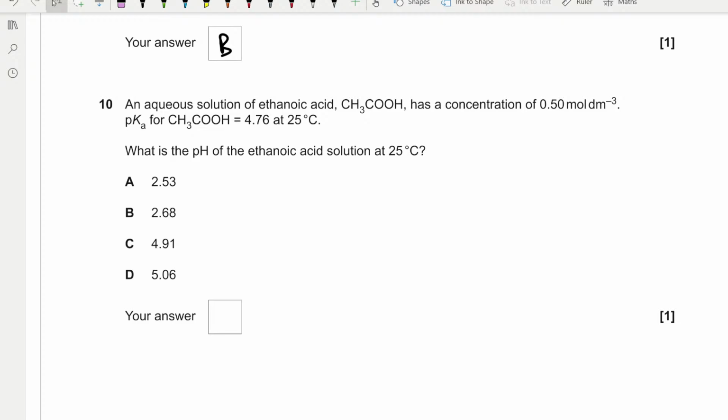Question 10. An aqueous solution of ethanoic acid, CH3COOH, has a concentration of 0.5 mole per dm cubed. pKa for CH3COOH is 4.76 at 25 degrees C. What is the pH of the ethanoic acid solution at 25 degrees C? So we can calculate Ka by doing 10 to the minus 4.76, which is the pKa, which if we put it into the calculator gives us 1.73 times 10 to the minus 5.